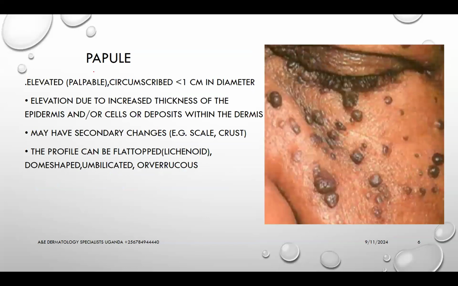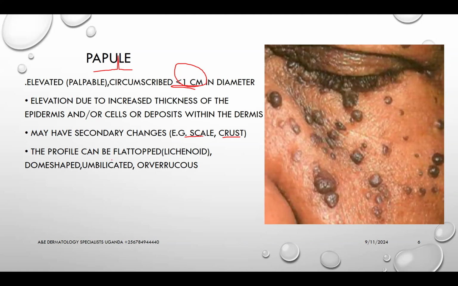Then we have what we call a papule. A papule is an elevated circumscribed skin lesion which has a diameter of less than 1 centimeter. When you palpate, you can feel the elevation, that this skin lesion is above the skin. Papules can also have secondary changes. They can have a scale on top, a crust on top, an erosion on top, and they can also take on different shapes and topography on top.